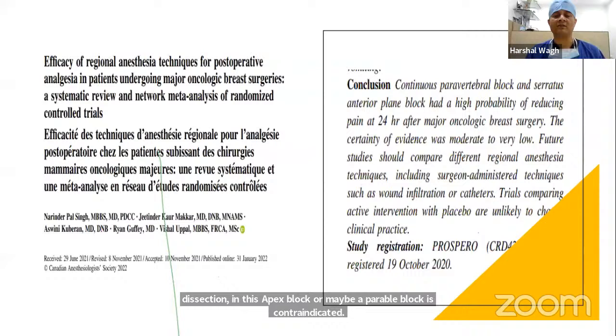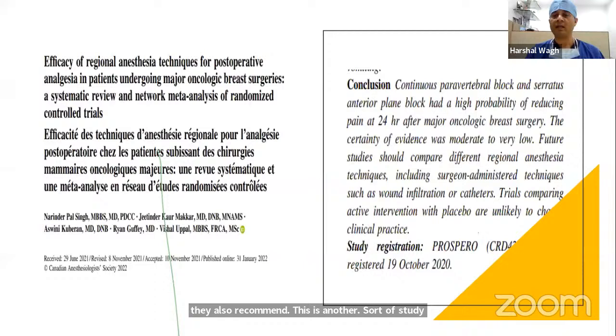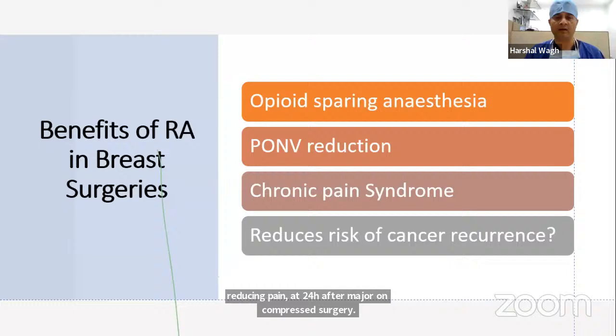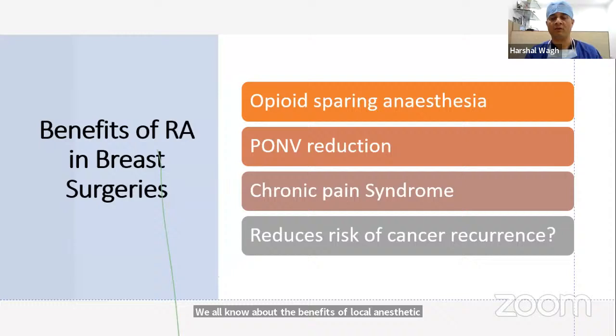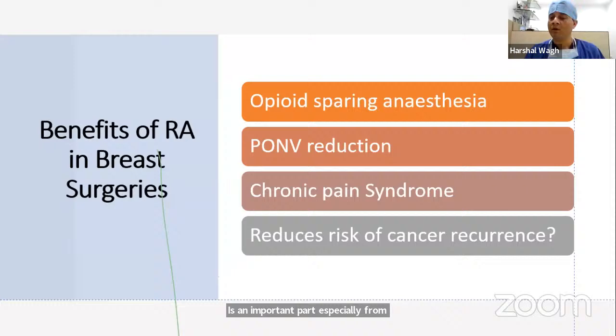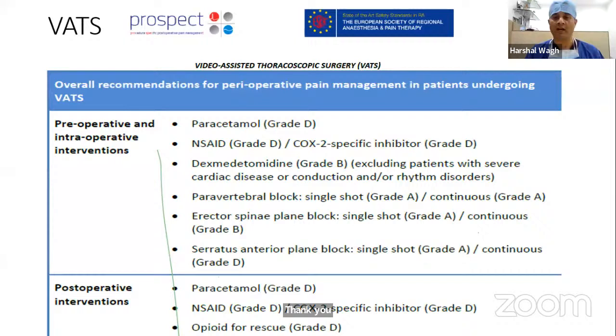This is another study which says that a continuous paravertebral plane block plus a serratus plane block had a high probability of reducing pain at 24 hours after major oncobreast surgery. We all know about the benefits of local anesthetic in breast surgeries. Obviously, they're opioid sparing. That's the reason for doing it. They reduce PONV. Chronic pain is an important part, especially from the thoracoscopy, thoracotomy, and chronic breast pain point of view. Whether it reduces risk of cancer recurrence, we're not sure. There are a lot of papers which show for and against it.